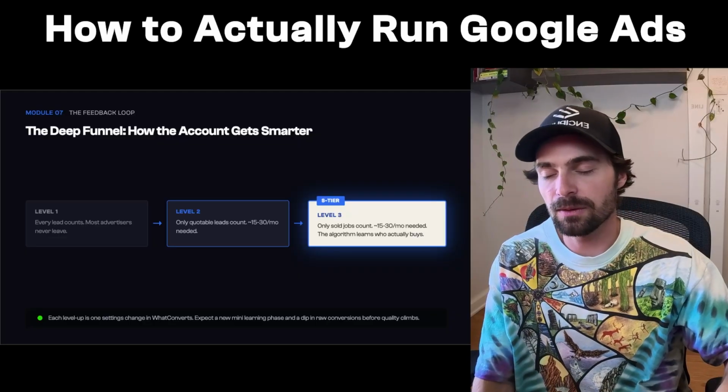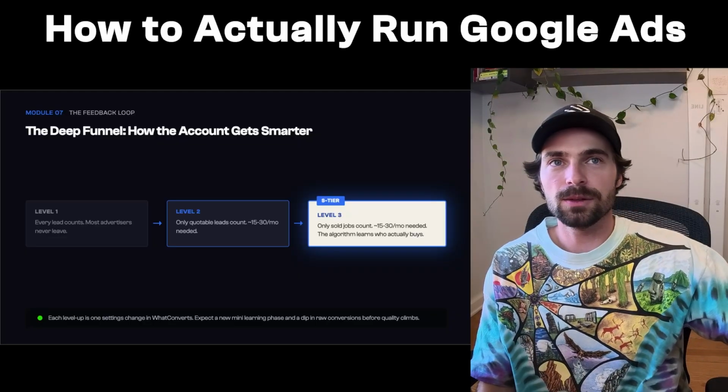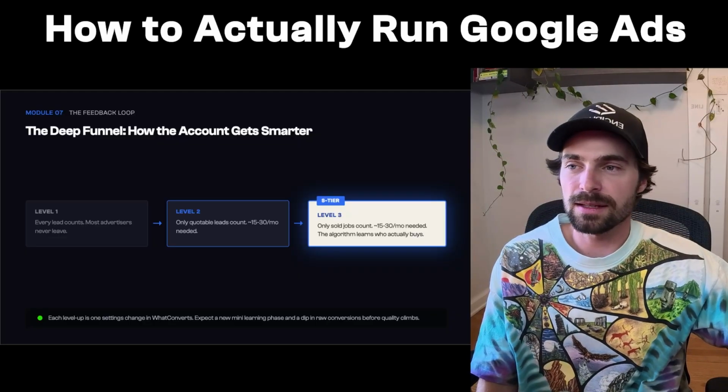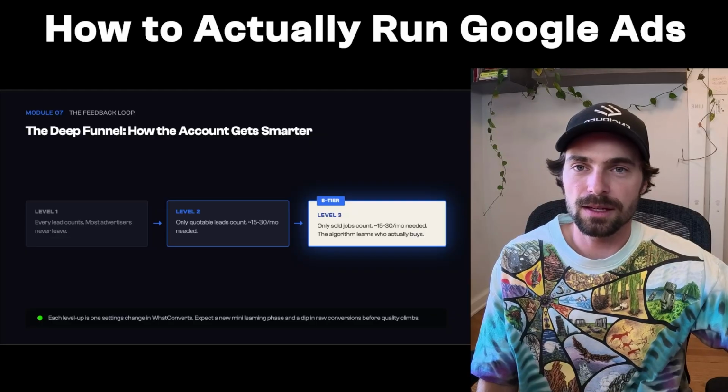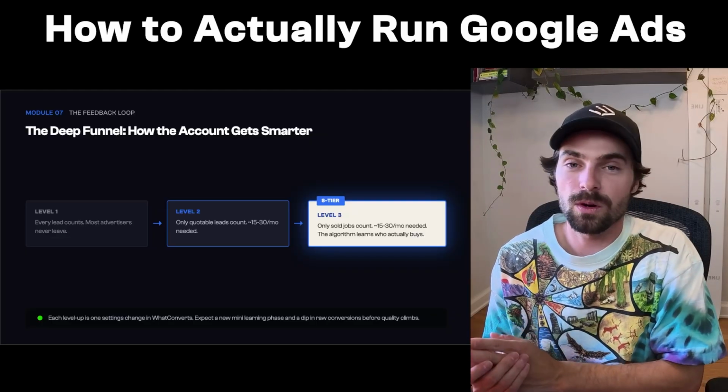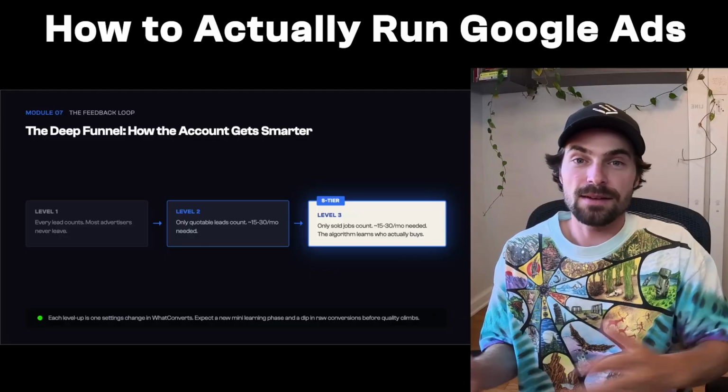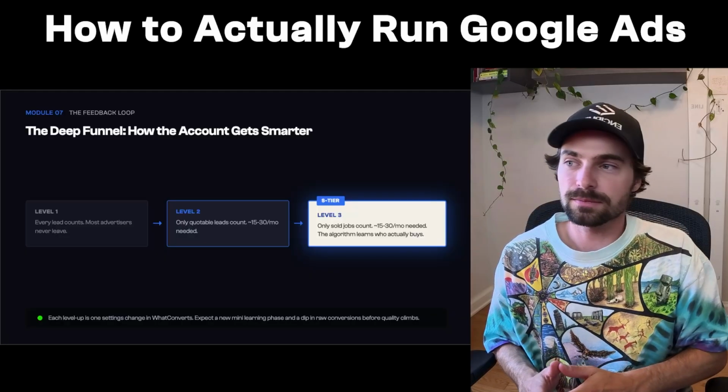This is what I talked about at the beginning with basic tracking. If you're telling Google, hey, a conversion for me is when someone fills out this form and lands on a thank you page, Google's just going to go get more of that. Most advertisers never leave that level of tracking.